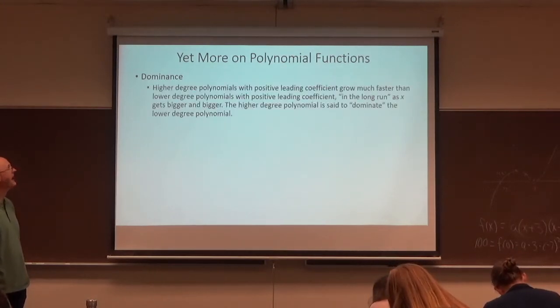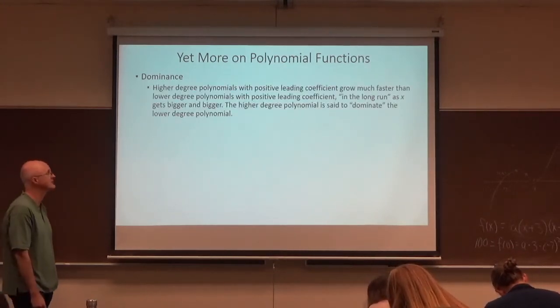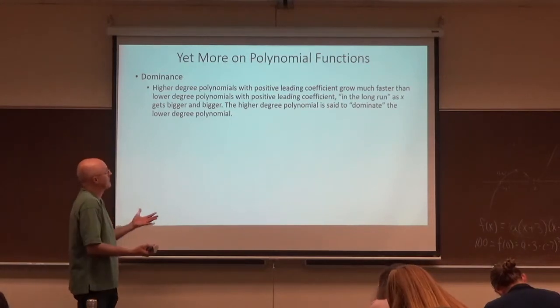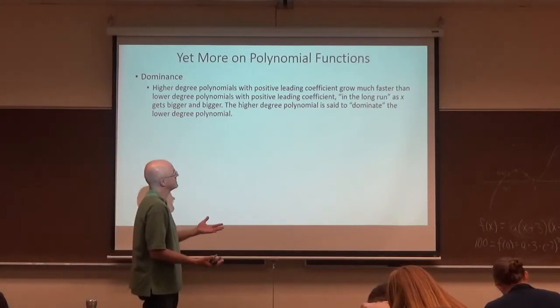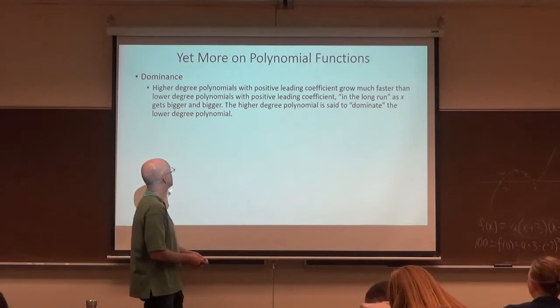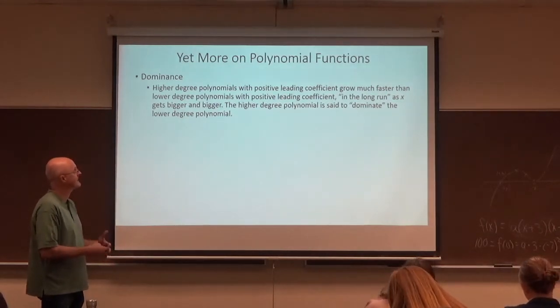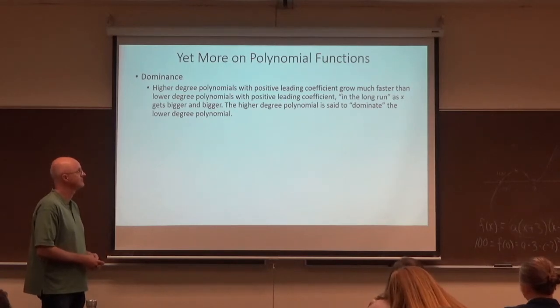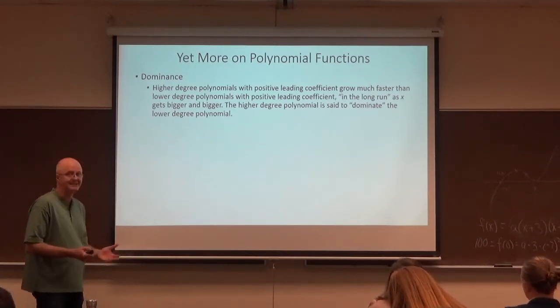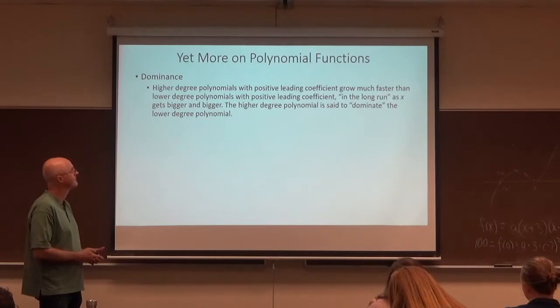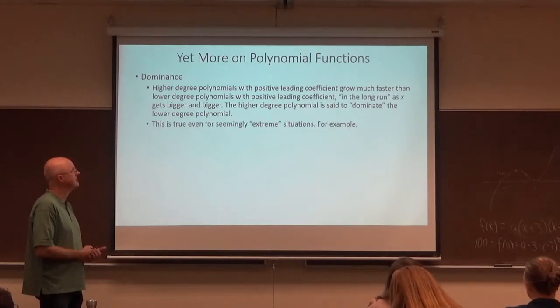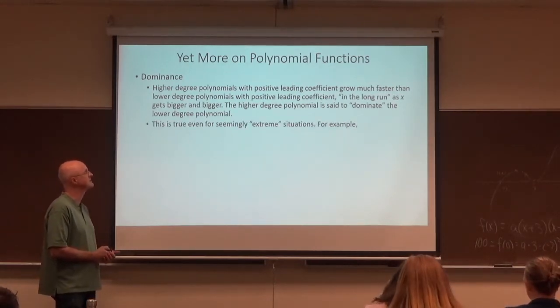Dominance. Higher degree polynomials with positive leading coefficient grow much faster than lower degree polynomials with positive leading coefficient in the long run, as x gets bigger and bigger. The higher degree polynomial is said to dominate the lower degree polynomial, as x goes to infinity, I probably should have added. This is true even for seemingly extreme situations.